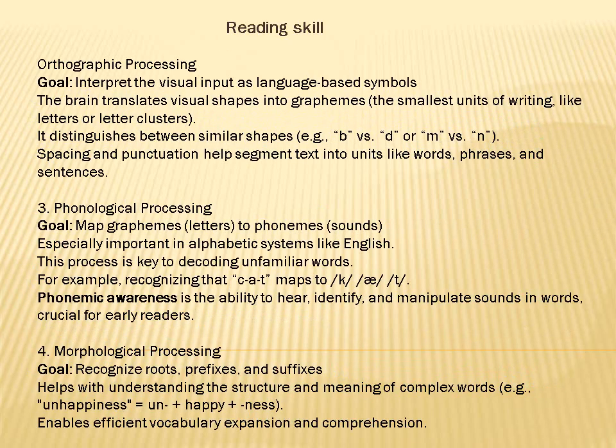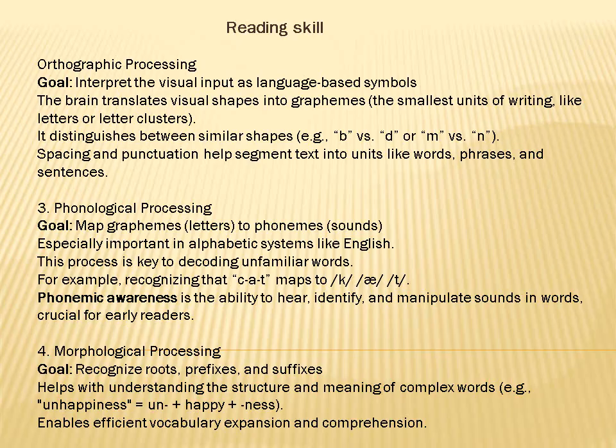Reading skill. 2. Orthographic processing. Goal: interpret the visual input as language-based symbols. The brain translates visual shapes into graphemes, the smallest units of writing, like letters or letter clusters. It distinguishes between similar shapes, e.g., B versus D or M versus N. Spacing and punctuation help segment text into units like words, phrases, and sentences.